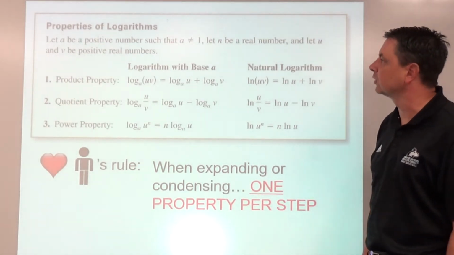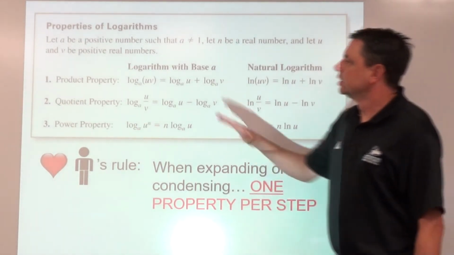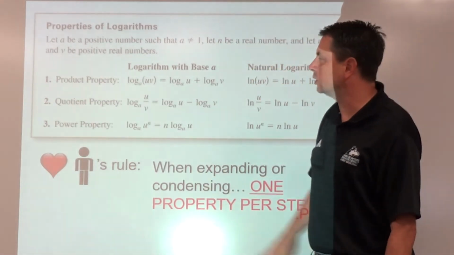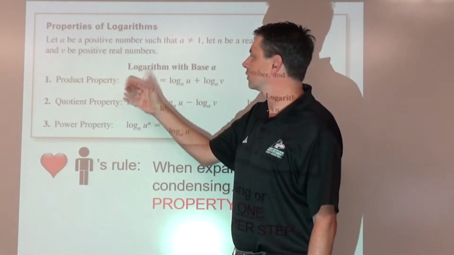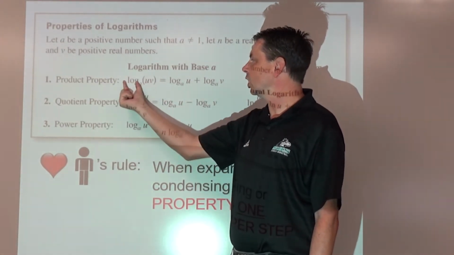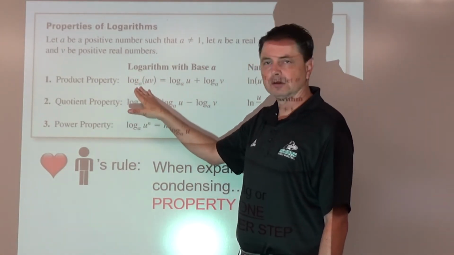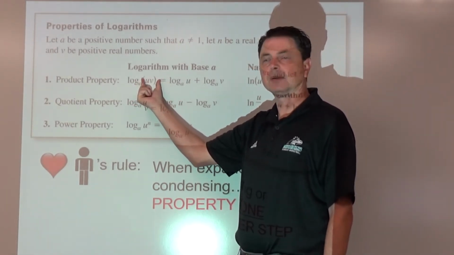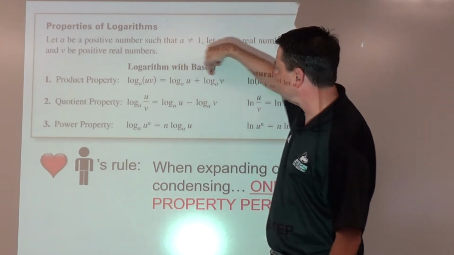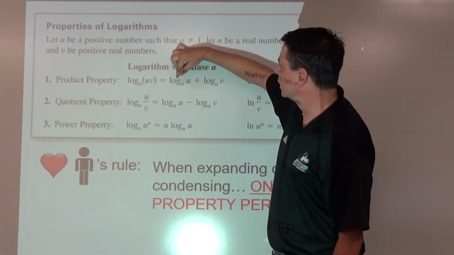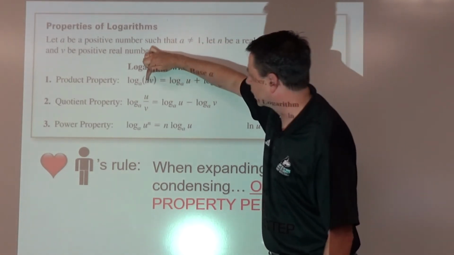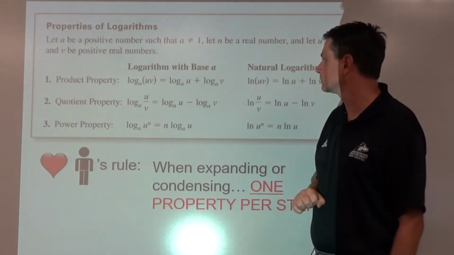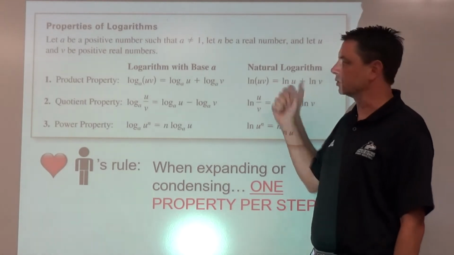Properties of logarithms. These connect back to some of the properties that we have for exponents. We have a product property for logarithms, which says that if we have the log base a of a product, u times v, we can split that up into the sum of the logs of both factors. So log of this factor plus log of the second factor. It also works for natural logs.